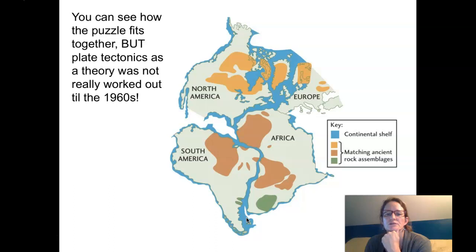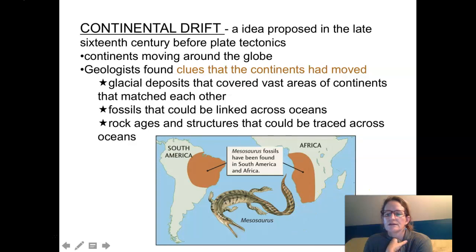So across northern North America and Europe, there were matching rock assemblages. Assemblages means it wasn't just one rock type, it was a group of rocks. Rocks matched up across northern Africa and South America, and then also across southern South America and the area of South Africa. The early idea then was that there was something called continental drift.